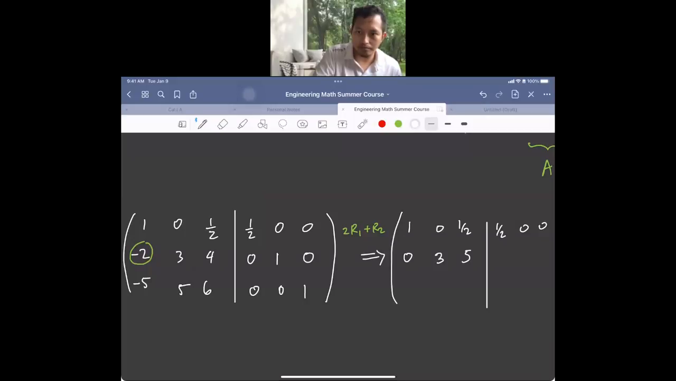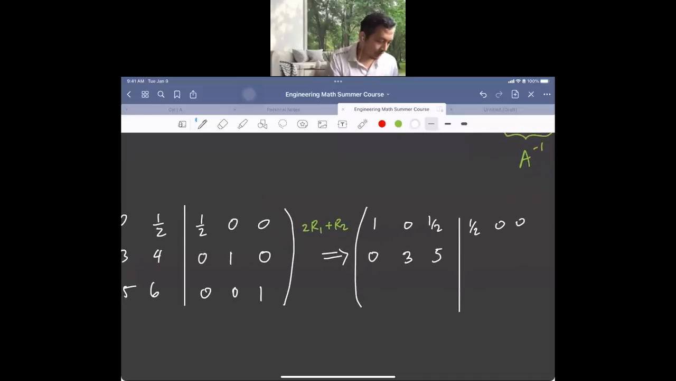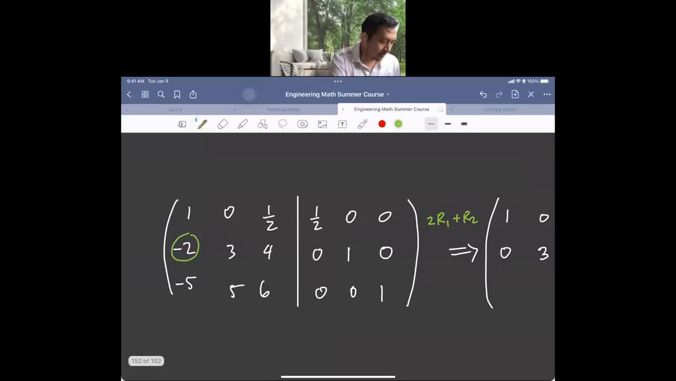So we can continue. Now we fill in the second row. 2R1 is 1 plus R2 is 1. And this is 1. And this is 0.